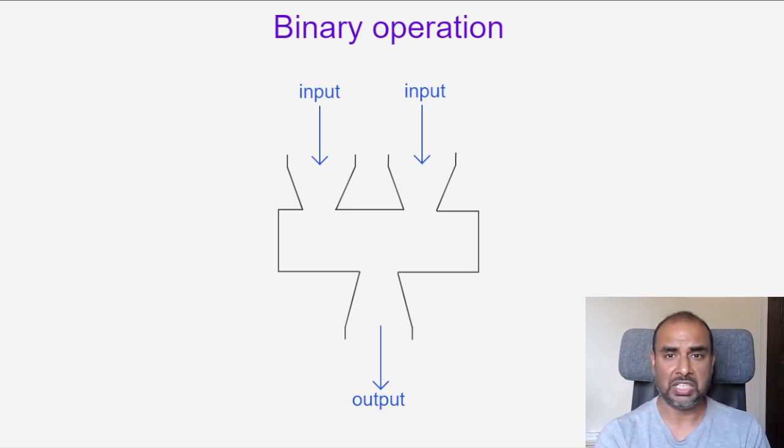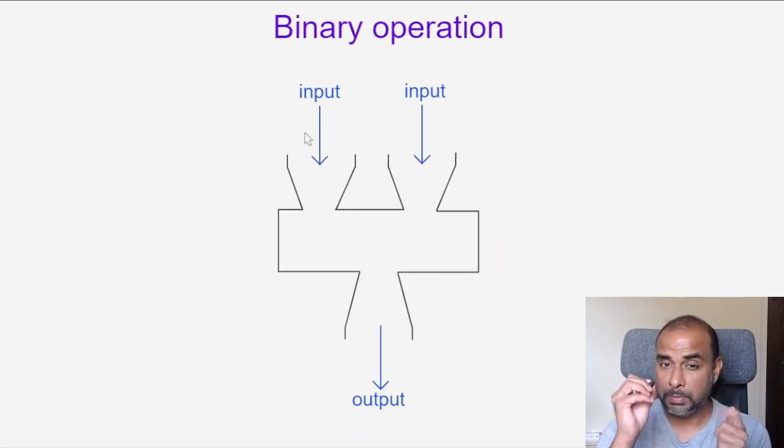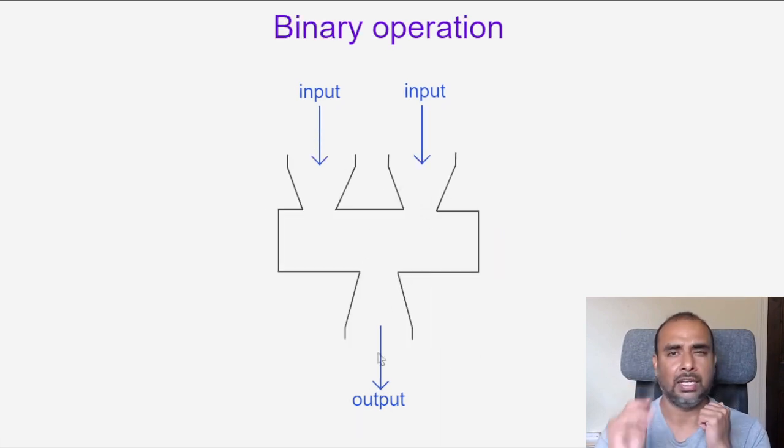But yes, to summarize, really: unary operation, an input, some sort of operation, 1 output; 1 input, 1 output. Binary operation, 2 inputs, some sort of operation, and 1 output.